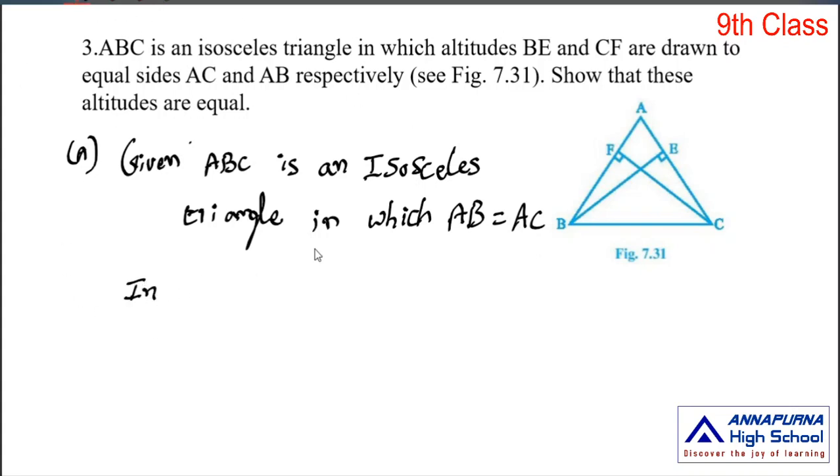In triangle, observe the given figure. In triangle ABE, this is a right angle triangle, and another triangle ACF, this is the other right angle triangle. Draw the two right angle triangles ABE and ACF.